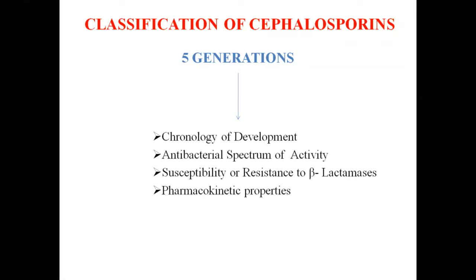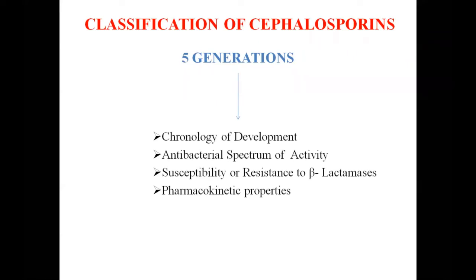Based on that, we try to understand the five generations of the cephalosporins, and this sequence is based on their antibacterial spectrum of activity. Some of them are more effective against the gram-positive, some of them are effective against the gram-negative. So the antibacterial spectrum of activity and their potency.